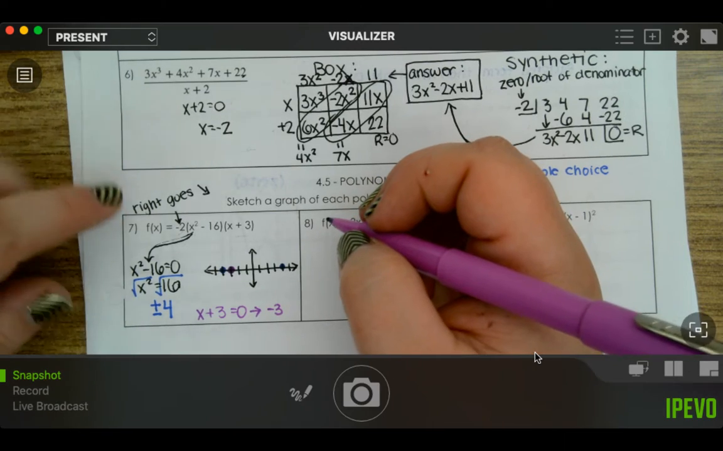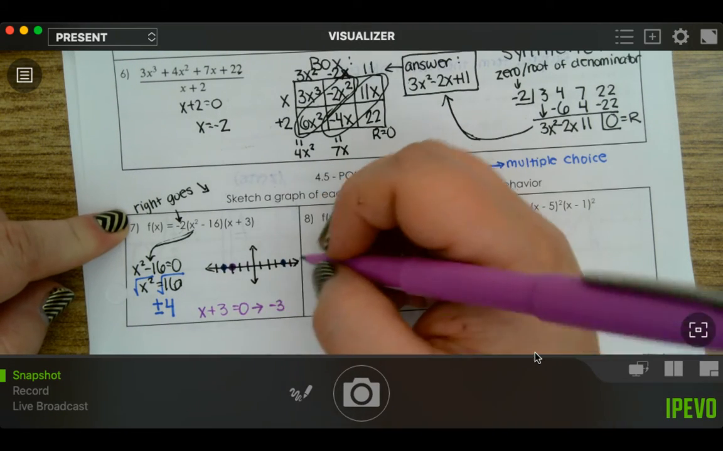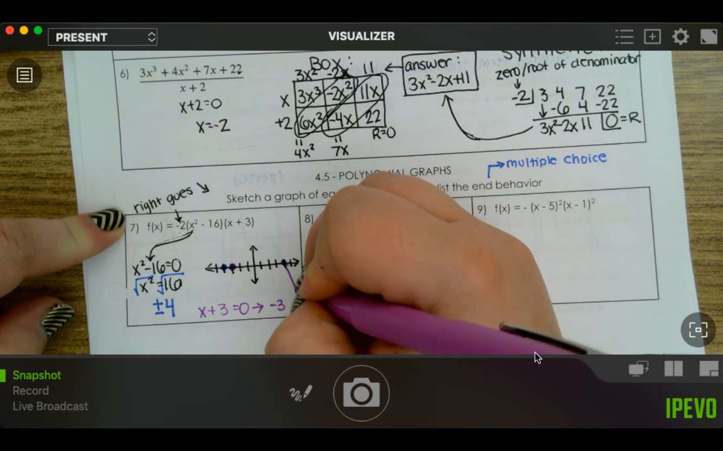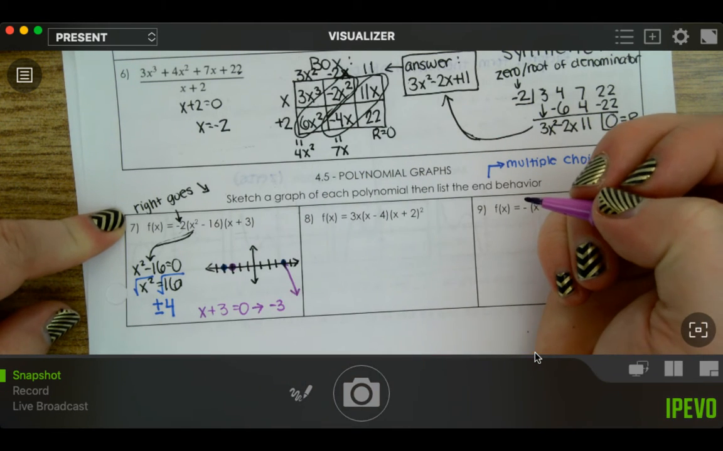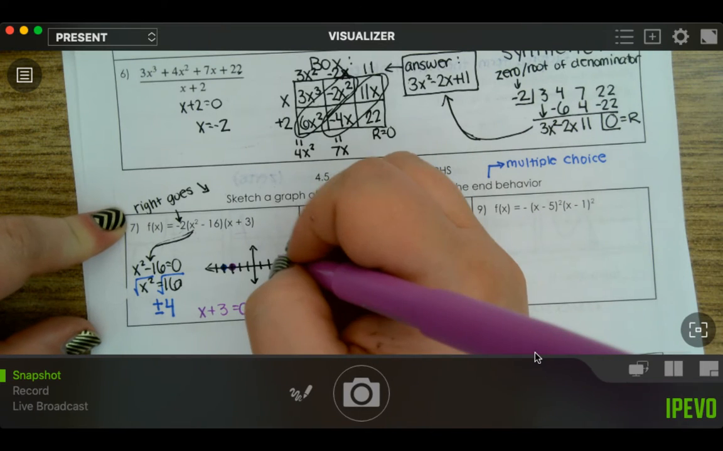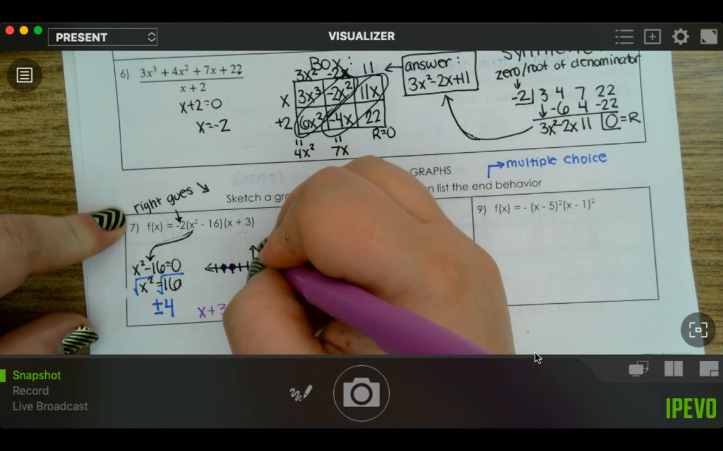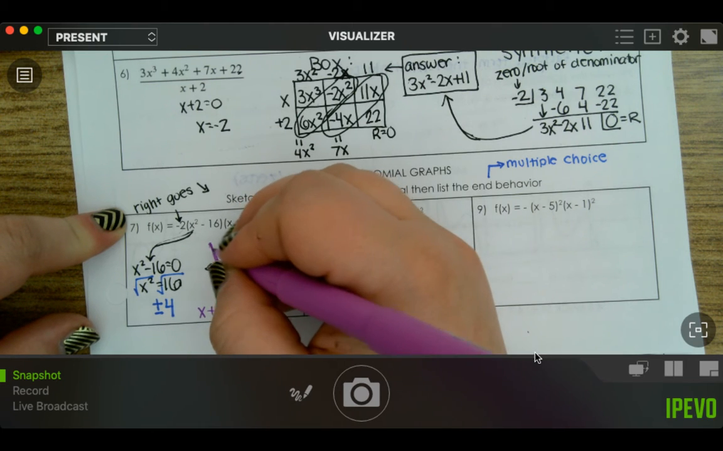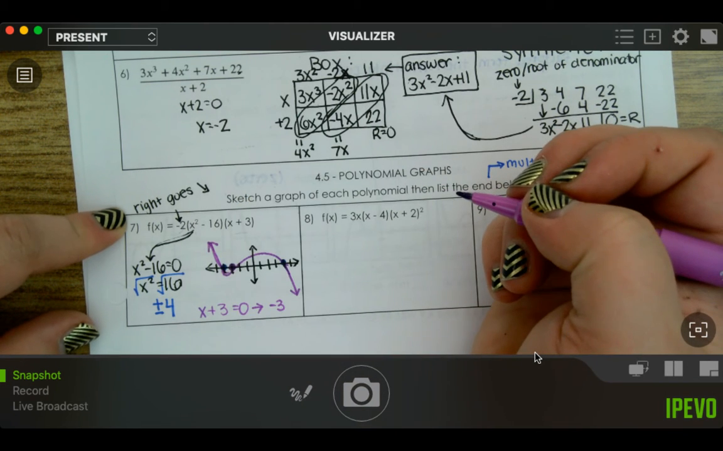Then we already said that the right side would go down because of that negative. So go to whichever zero is the furthest to the right and draw an arrow going down. None of these are double roots. They're all going to go right through. So right through this one, right through this one, right through this one. Gets a little awkward there at the end because they're so close together.